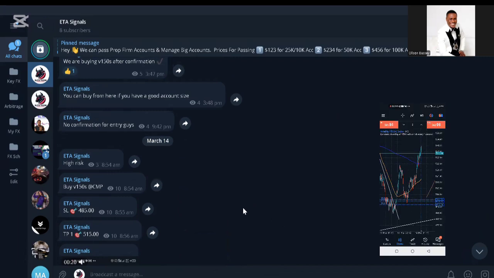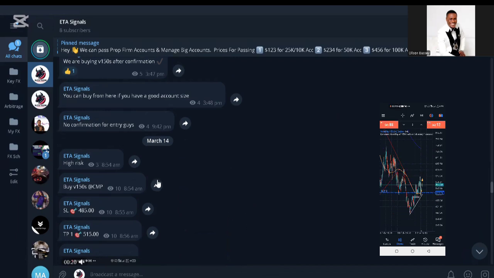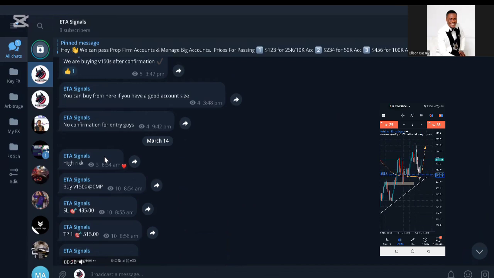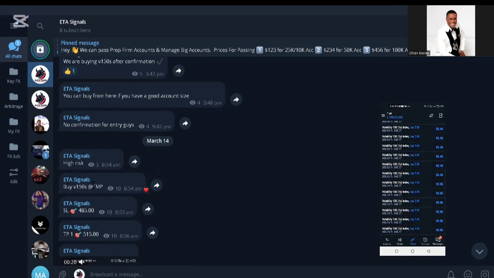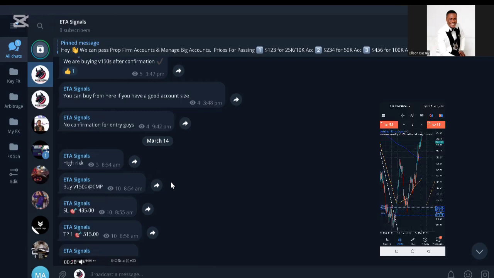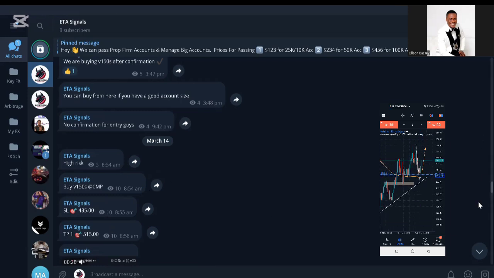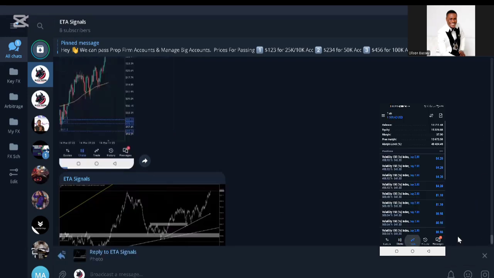Okay. So you can see today is the 14th of March. This signal was given at around 9 o'clock. That's 8:54. So we gave a buy for V150s at the current market price at the time. You can see the stop loss and the TP1.